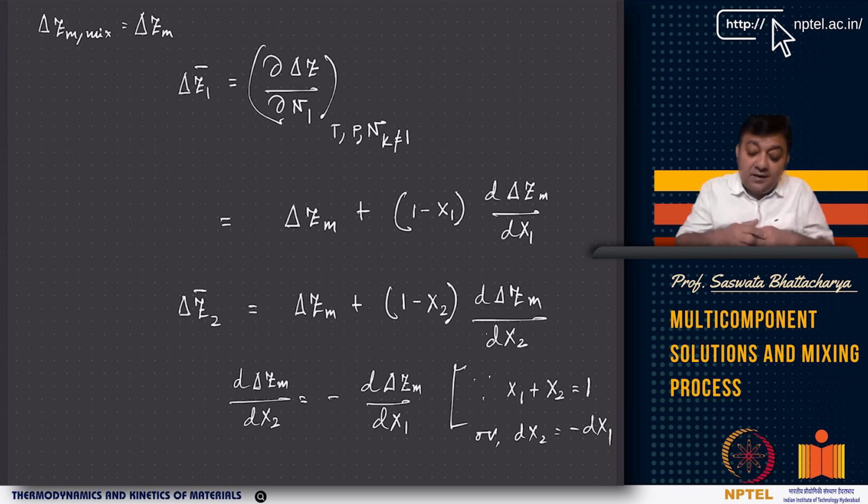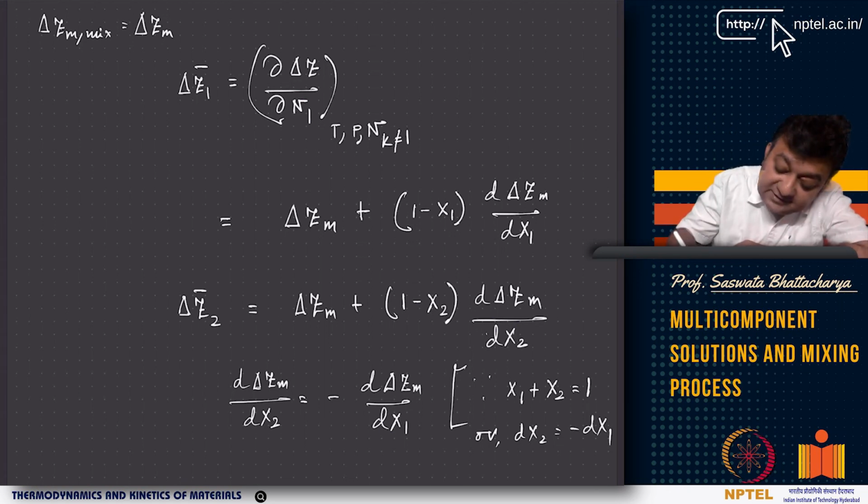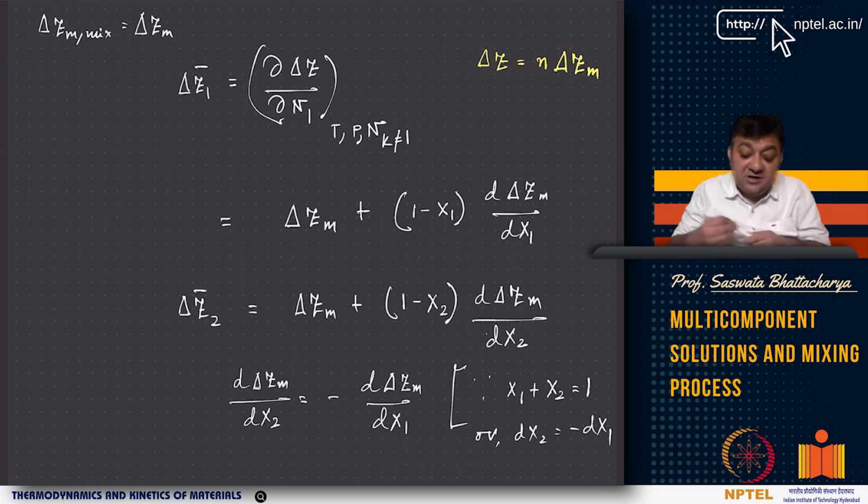It's very important. Otherwise, you can also do it this way: delta Z you can write as n delta Zm, and then you can carry out the partial derivative where you will use a chain rule. What you will get, and this is something I have shown in the previous class, is delta Zm plus (1 minus x1) d delta Zm dx1. Now if you look at this, delta Z2 bar also can be written as delta Zm plus (1 minus x2) d delta Zm dx2.